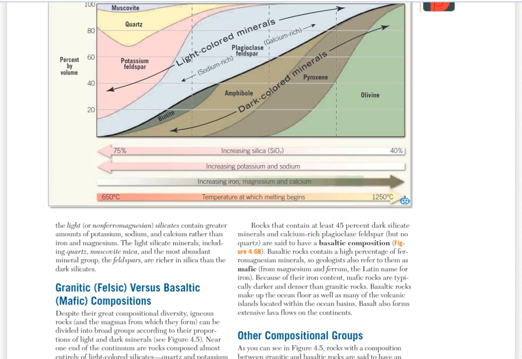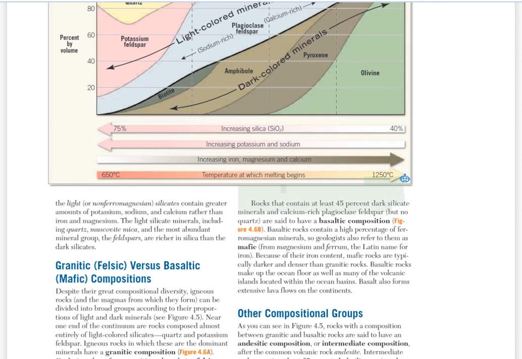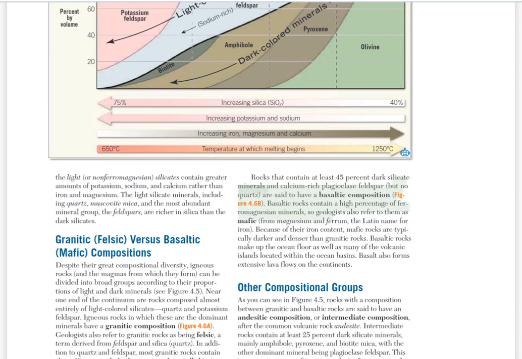Other compositional groups. As you can see in Figure 4.5, rocks with a composition between granitic and basaltic rocks are said to have an andesitic composition, or intermediate composition, after the common volcanic rock andesite. Intermediate rocks contain at least 25% dark silicate minerals, mainly amphibole, pyroxene, and biotite mica, with the other dominant mineral being plagioclase feldspar. This important category of igneous rocks is often associated with volcanic activity that is typically confined to the seaward margins of the continents and on volcanic island arcs such as the Aleutian chain.